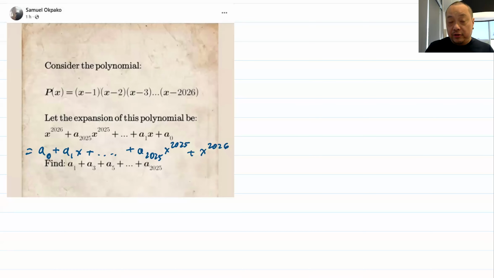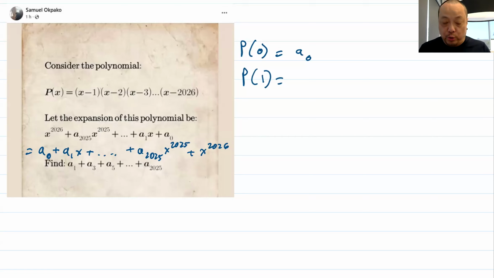The key to solving this problem is that there are certain values of a polynomial that relate to sums and differences of the coefficients. By plugging in the right value of x, you know something about the coefficients. For example, we know that p of 0 is going to be the constant term. We also know that p of 1 is the sum of all the coefficients. So that gets us closer to the question, right?